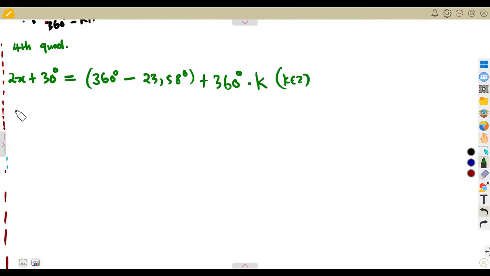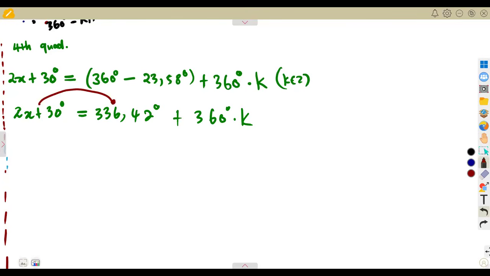Just like the previous case, this is going to be 2x plus 30 degrees is equal to 336.42 degrees plus 360 times k. So we can transpose the 30 degrees. It only subtracts here. All right, be careful on that part. So it means we're going to have 2x equal to 336.42 minus 30 degrees. This is going to give us 306.42 plus 360 degrees times k.